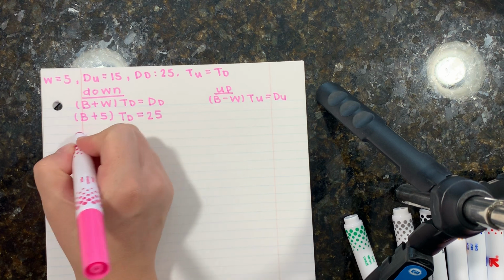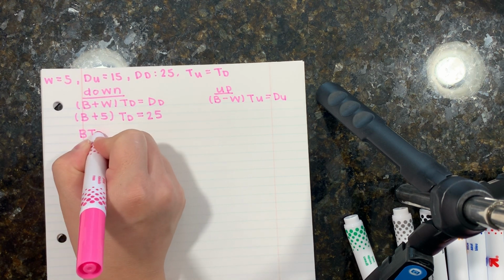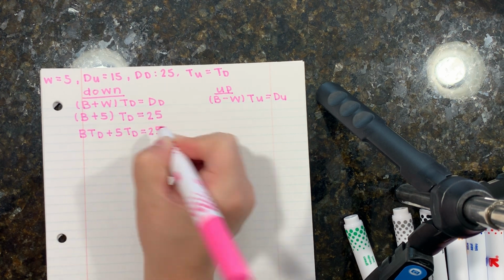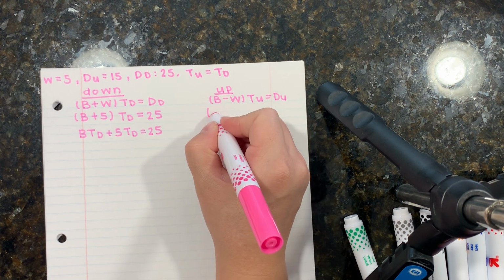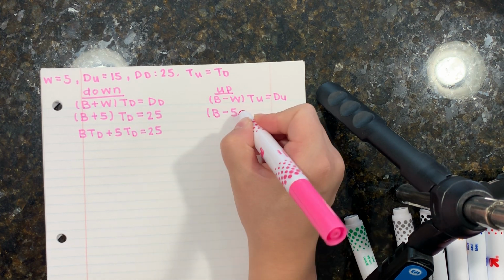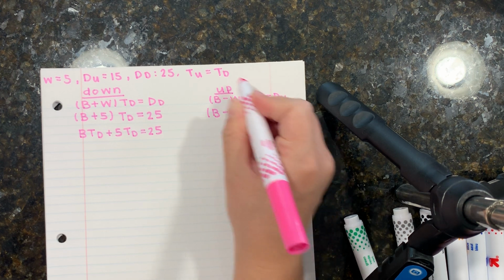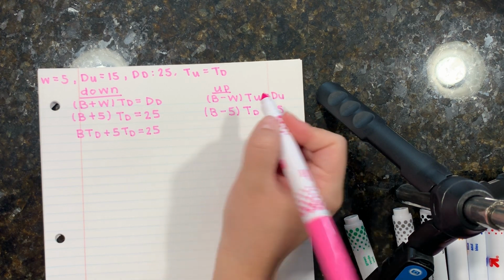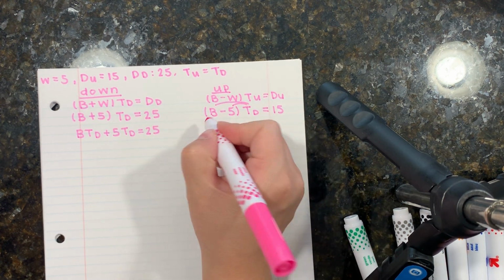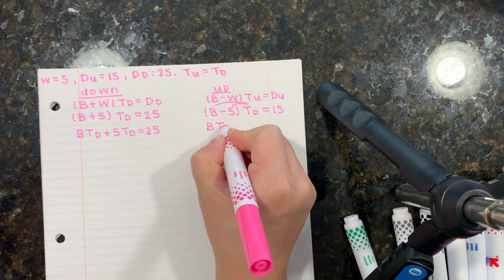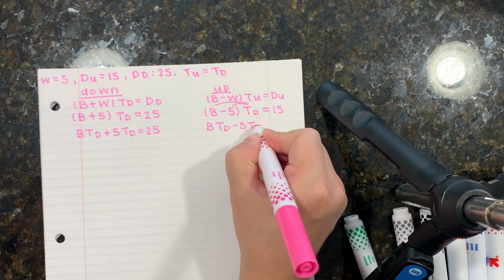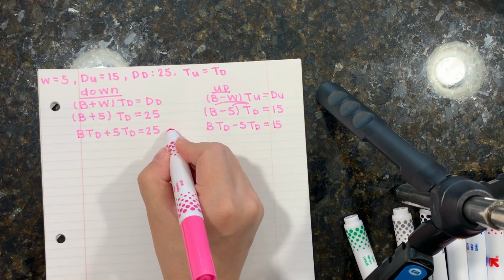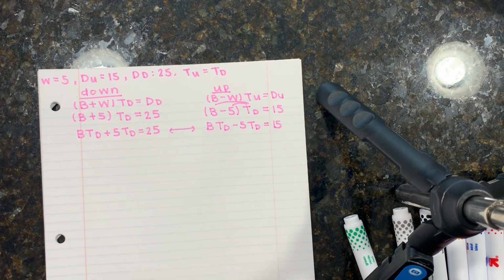So now when I distribute the TD, I get BTD plus 5TD equals 25. On my other equation, again, I don't know what B is, so I leave B as B, but I have my W is 5. My TU, I'm going to change to TD, and my DU is equal to 15. So just like on the last one, I'm going to distribute the TD, which would give me BTD minus 5TD equals 15.